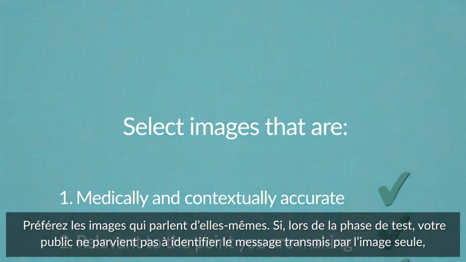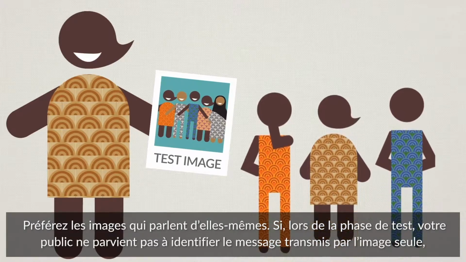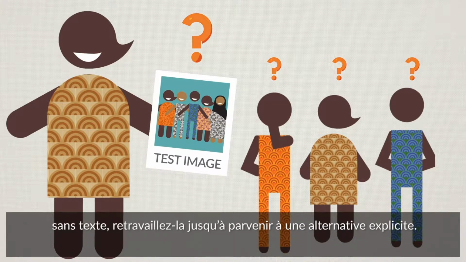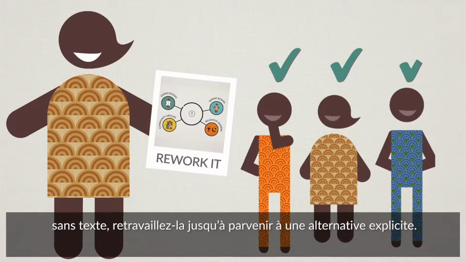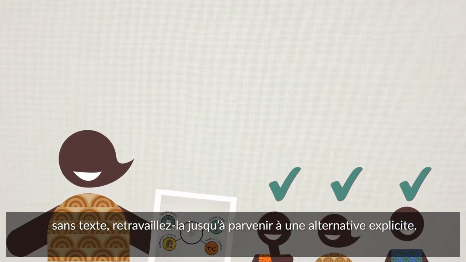Ensure that your image can speak for itself. If, when testing your image, your audience cannot interpret what message is being communicated by the image on its own without supporting text, rework it until you arrive at a clear alternative.